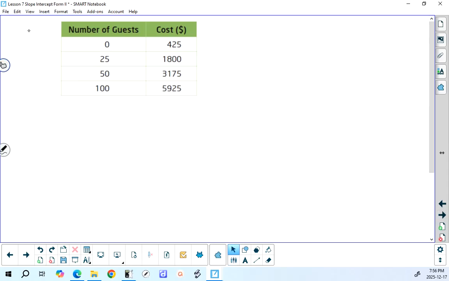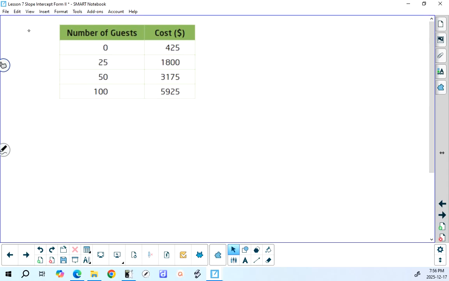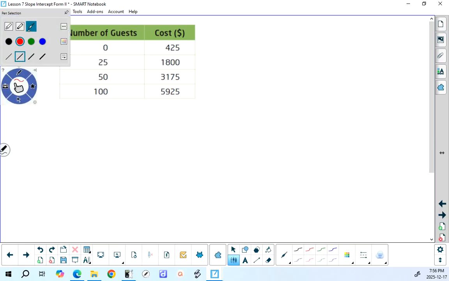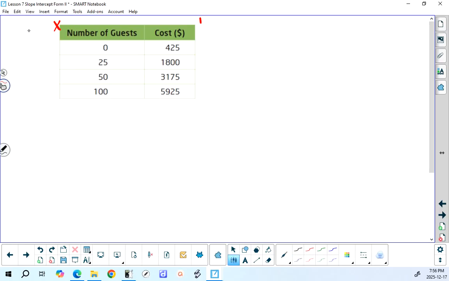Here's the data table. This again is x, and this is y. X is the number of guests. Y is the cost. Y is always the dependent variable. The cost depends on the guests. So what I want to do is compare what's happening when we go from here to here and here to here, because both of these are an increase of 25 people. What about from here to here for cost and here to here for cost?